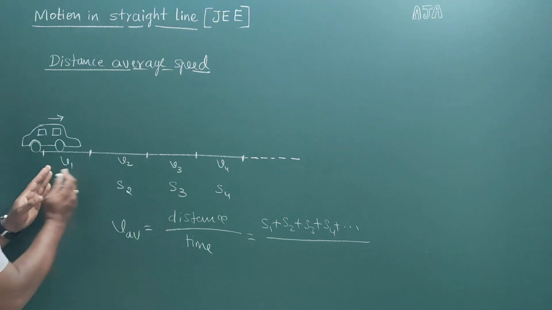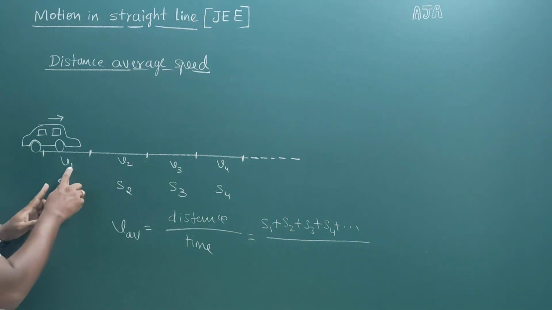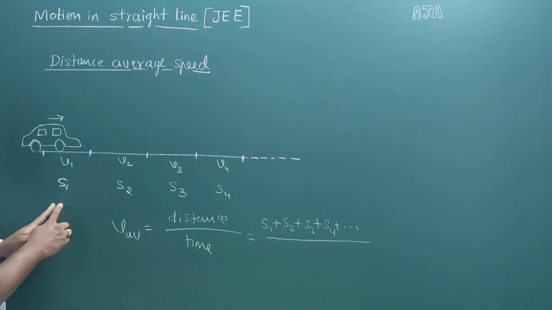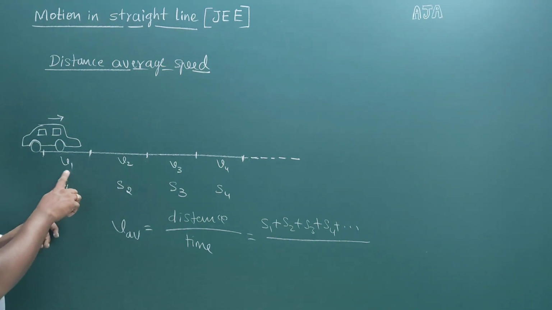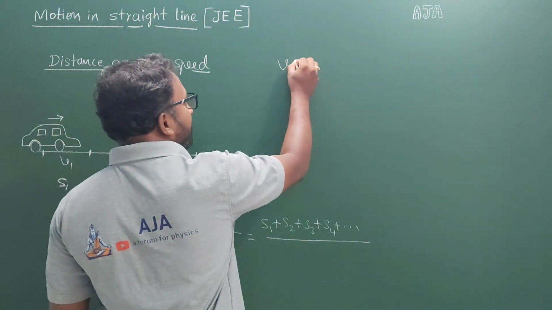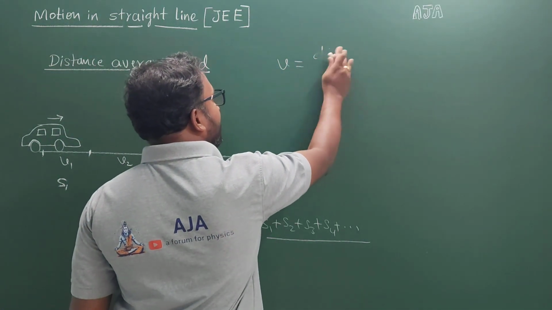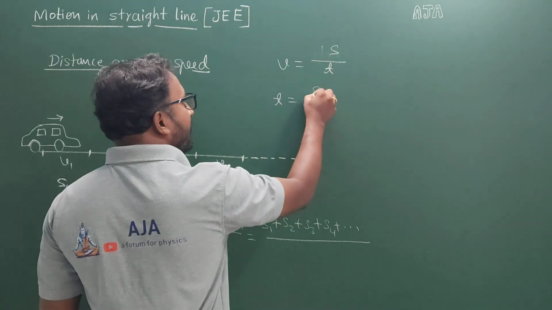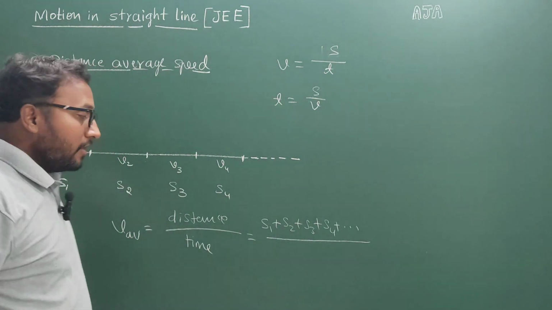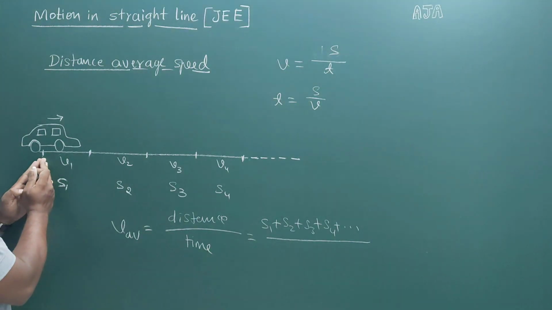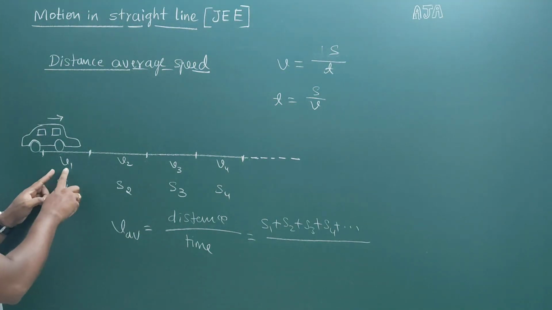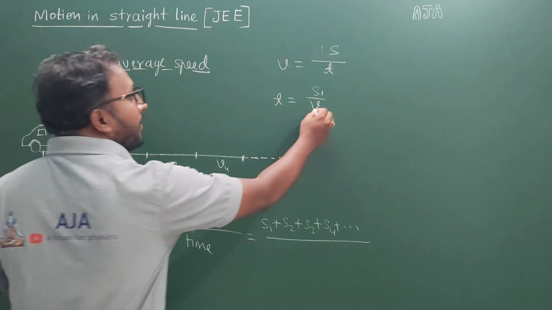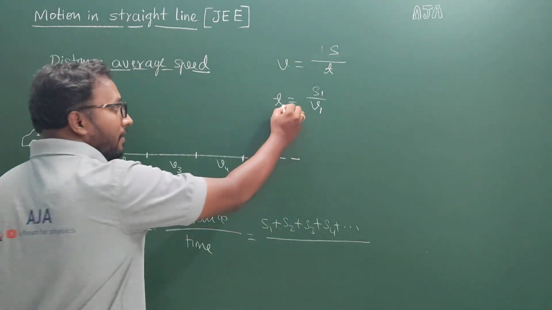So just take one space interval, the speed V1 for the distance covered S1. You can calculate the total time taken by the body to go from here to here with this speed. I will use the same definition of speed. Speed is nothing but distance divided by time. So time is going to be distance divided by speed. If you want to calculate how much time the car has taken to go from here to here with speed V1, it is the distance S1 divided by the speed V1. This is nothing but T1.